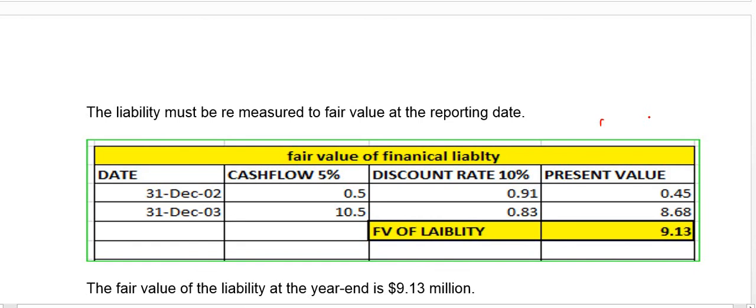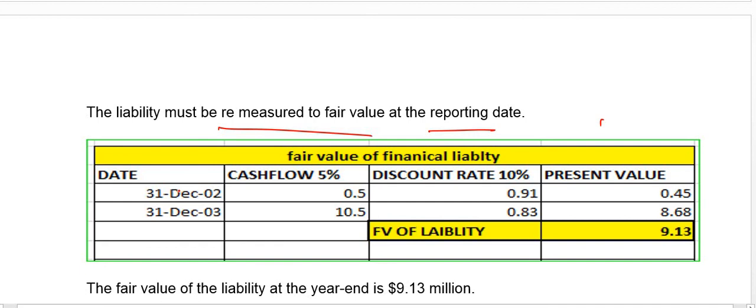So the liability will be re-measured at the reporting date. I told you before what it means, fair value through profit or loss. It means that at the reporting date, the liability will be re-measured to fair value and the changes will go to profit or loss.